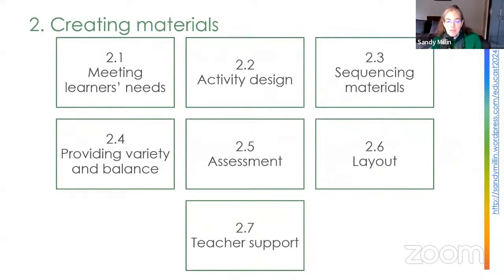2.4 is about providing variety and balance, how to keep your materials varied, how to keep them balanced. So we've got making sure that, for example, if it's not in your learner's needs, it's not just overwhelmingly grammar, that we have a balance of different areas to focus on, for example. 2.5 is about assessment. That calls back nicely to Annie's session. 2.6 is about the layout of the materials, thinking about what they actually look like, how easy they are to navigate. And then 2.7 is teacher support.